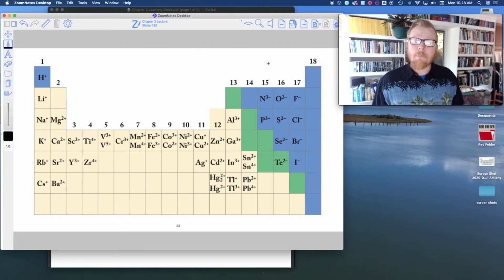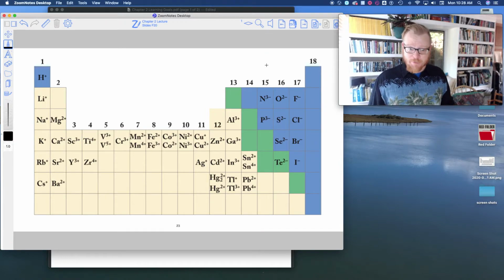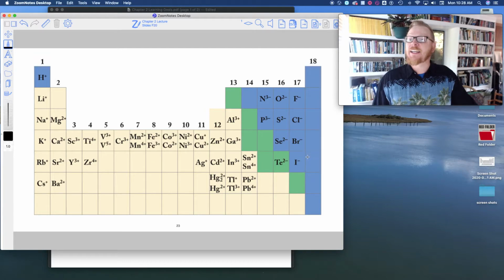Okay, so based on the position of an atom in the periodic table, we can predict what its likely charges will be when it forms a compound. Okay? So I'll say that again. Based on the position of an atom in the periodic table, we can predict what kind of charge it will have when it forms a compound. All right. So, for example, what do you notice about group 1 here?